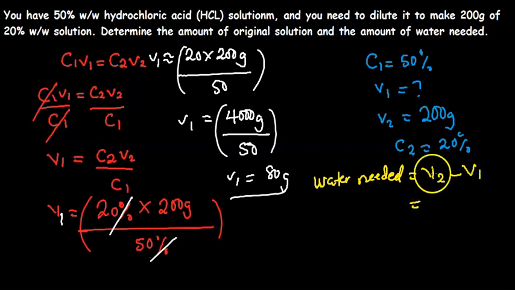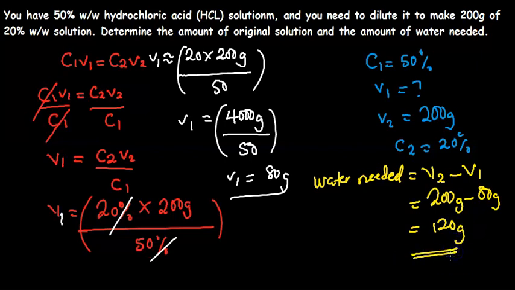And remember, our final volume is given to be 200 grams. Initial here, which is 80 grams. This is simply going to be 200 grams minus 80 grams. In this case, 200 minus 80 is simply going to be 120 grams. And this is it for this problem.